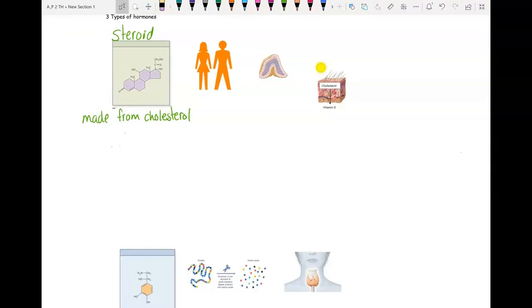And cholesterol, remember, is a lipid. So these steroid hormones are also a lipid. And lipids are hydrophobic, so they don't like to mix with water. A few examples of steroid hormones are the sex hormones, so estrogen and testosterone. Estrogen is in women, testosterone is in men.